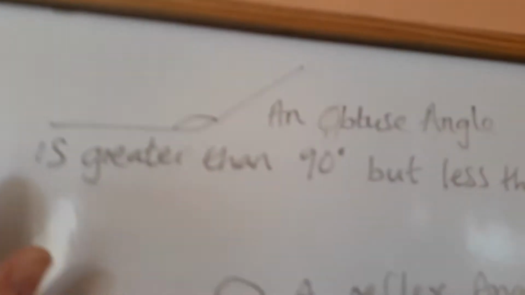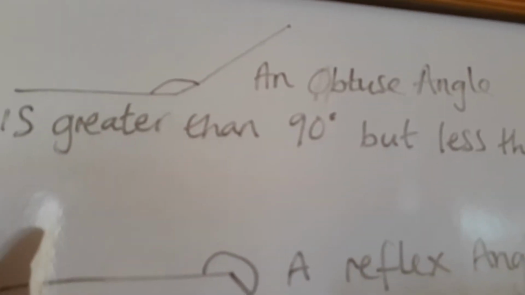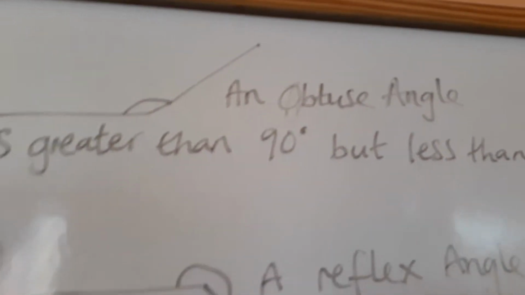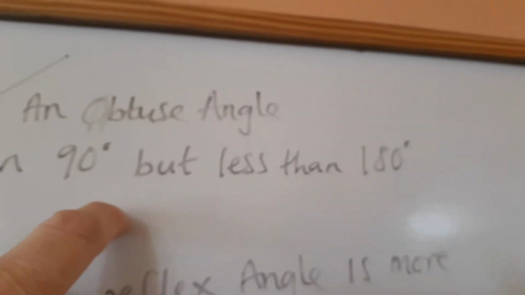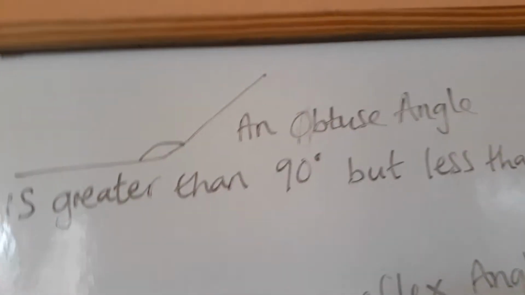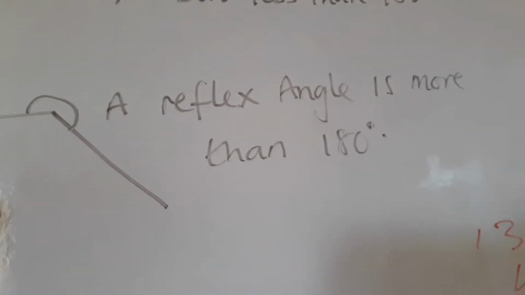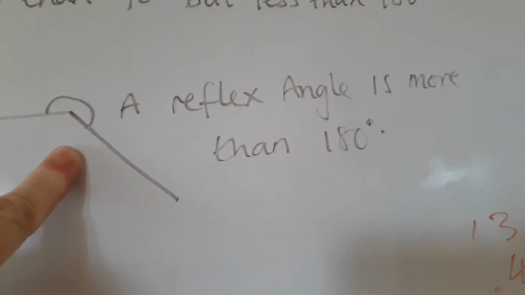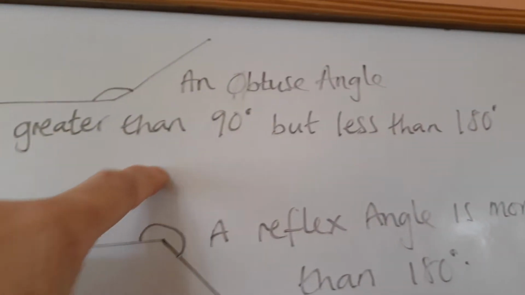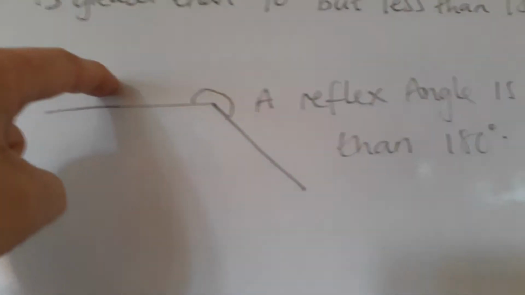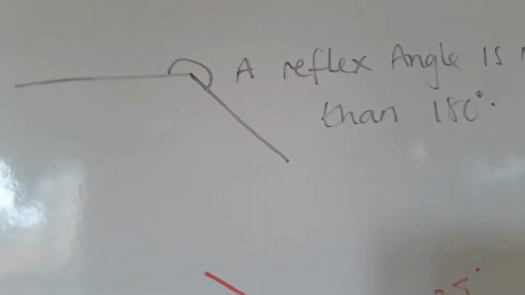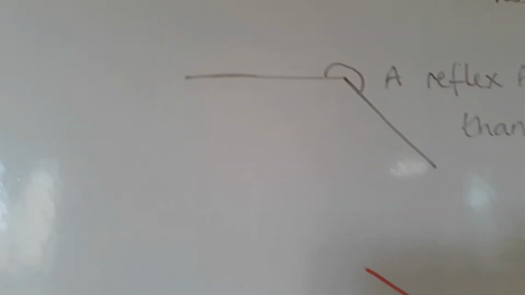Then we go on to an obtuse angle, which is greater than 90 degrees. As you can see, it's greater than that, but it's less than 180. So that's an obtuse angle. Then we go on to a reflex angle, which is more than 180. That is a reflex angle because the angle goes all the way around to there.